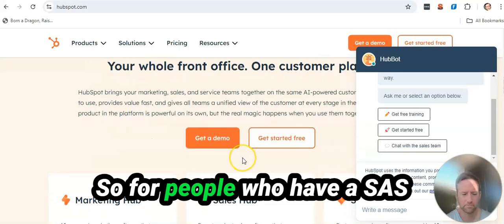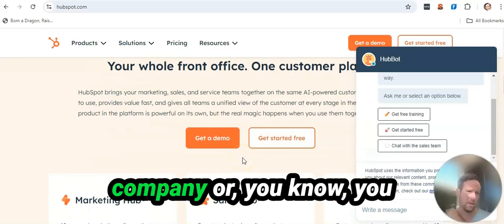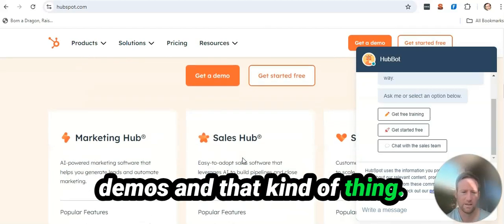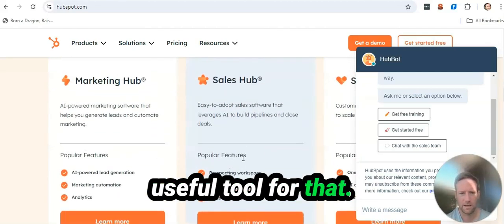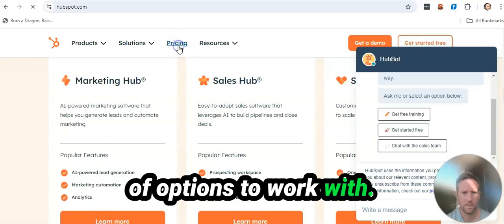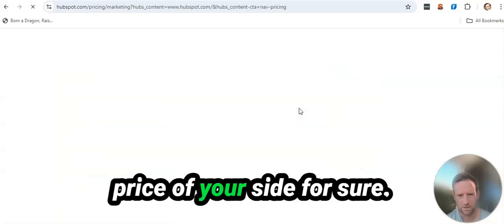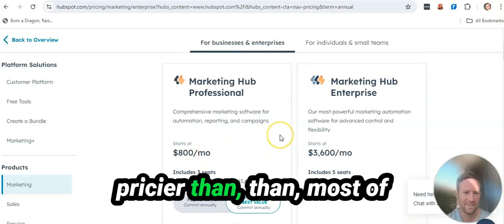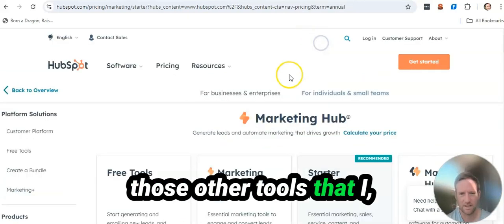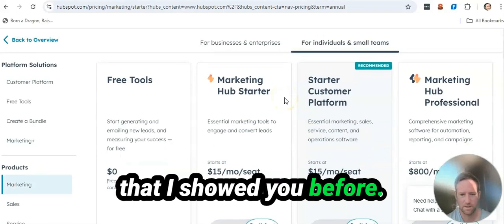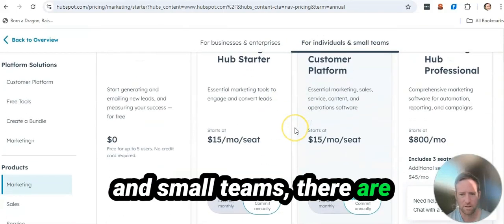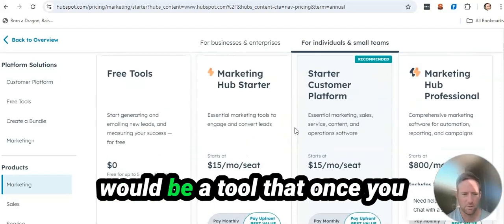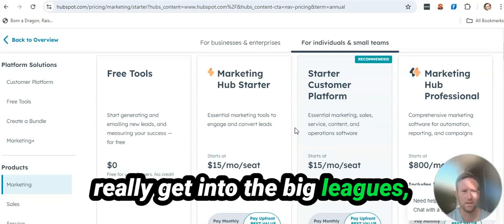So for people who have a SaaS company, or something that involves people doing demos and that kind of thing, this could be a really useful tool. It gives you a lot of options to work with. It's going to be on the pricier side for sure. Much pricier than most of those other tools that I showed you before. For individuals and small teams, there are some maybe more affordable options, but this would be a tool that once you really get into the big leagues, you might want to look at.